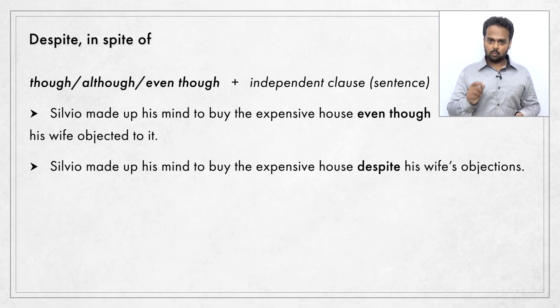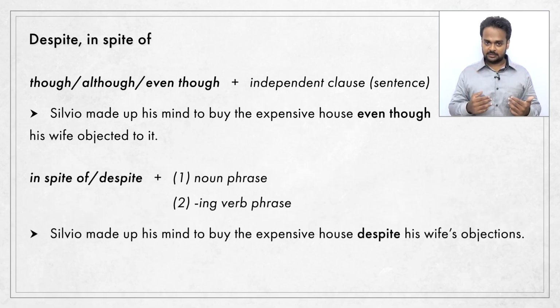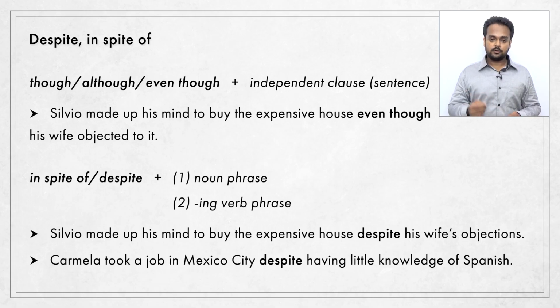But after despite, we just have his wife's objections. The main word here is objections, a noun. So his wife's objections is a noun phrase. That is, the main word is a noun, and the other words, his and wife's, are just giving us information about that noun. So the rule is, after though, although, or even though, you have to put a full sentence. But after despite or in spite of, you have to have either a noun phrase or an ing verb. That's another option. Like this. Carmela took a job in Mexico City despite having little knowledge of Spanish. Having little knowledge of Spanish is a verb phrase with an ing verb, having.